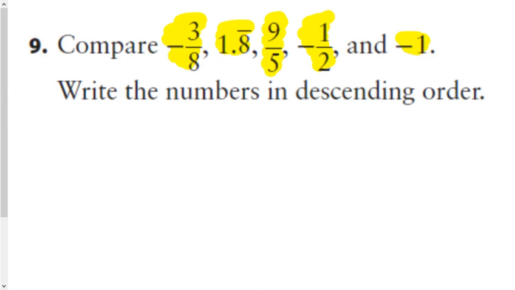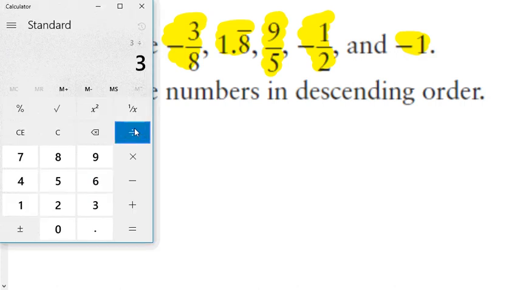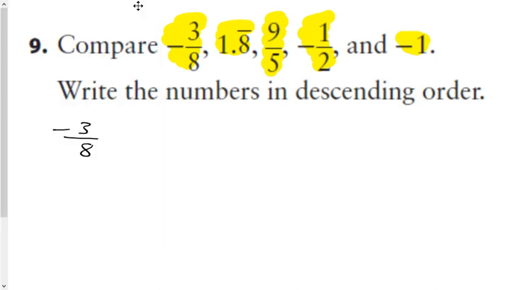As we said before, in order to compare two numbers together, whether it's rational or irrational or whatever, you need to have them in the same form. So what we're going to do is change them all to decimals. The first one, negative 3/8, will become a decimal through division. 3 divided by 8 is one way to do it, and I get 0.375.